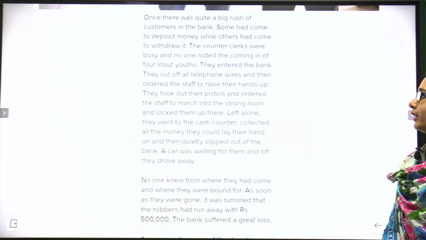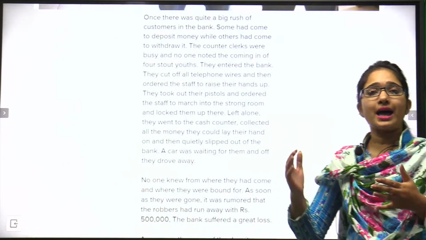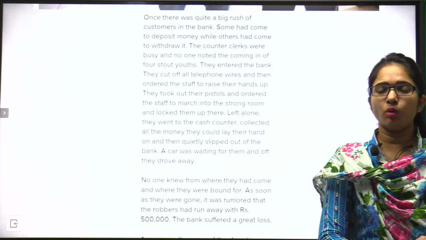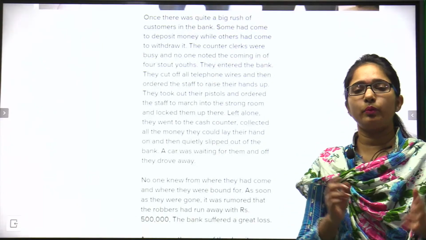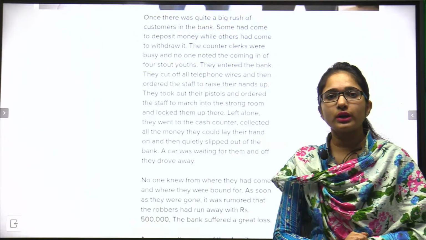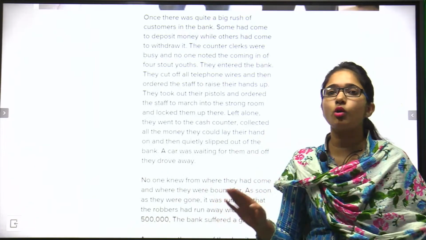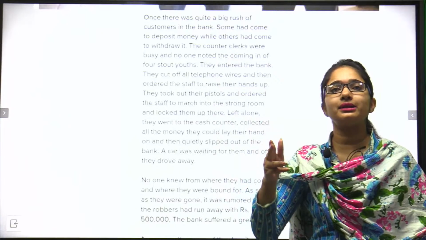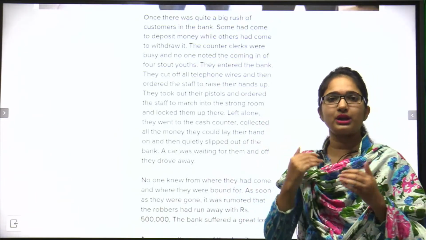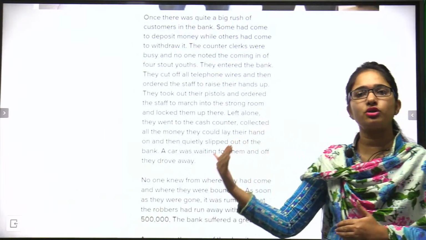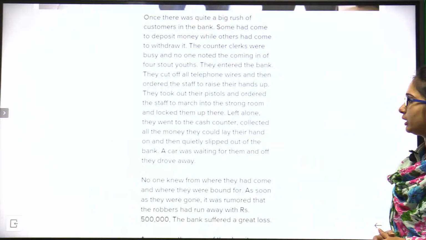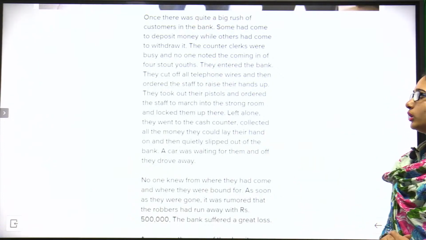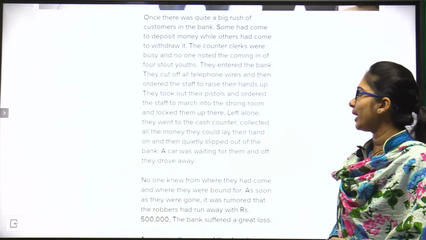They entered the bank. They cut off all telephone wires and then ordered the staff to raise their hands up. As these people entered the bank, they asked everyone to put their hands up so that no one could take any action or call the police. They cut the telephone wires so no one could communicate and give the information that there was a bank robbery. They were so clever. They took out their pistols and ordered the staff to march into the strong room and lock them up there.